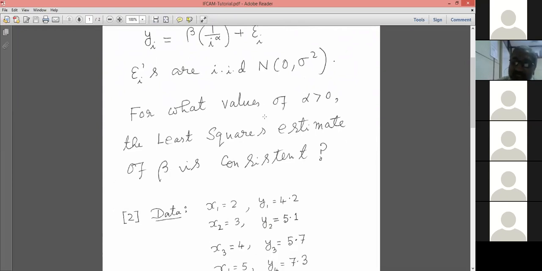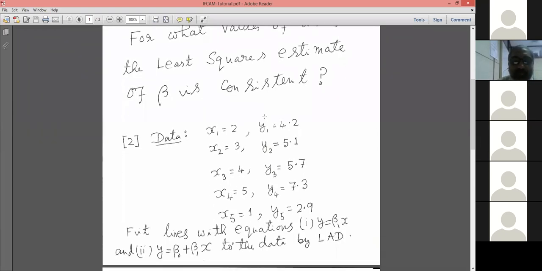Now this will require some calculation, and I want you to do calculation for at least the first problem. Maybe the second problem will take more time, but you'll have to tell me the idea and then you can finish it later. Okay. So here is the data. Ten minutes time. I want you to fit two lines to this data. First, I consider a line without any intercept. So y equal to beta 1 x, like the previous problem.